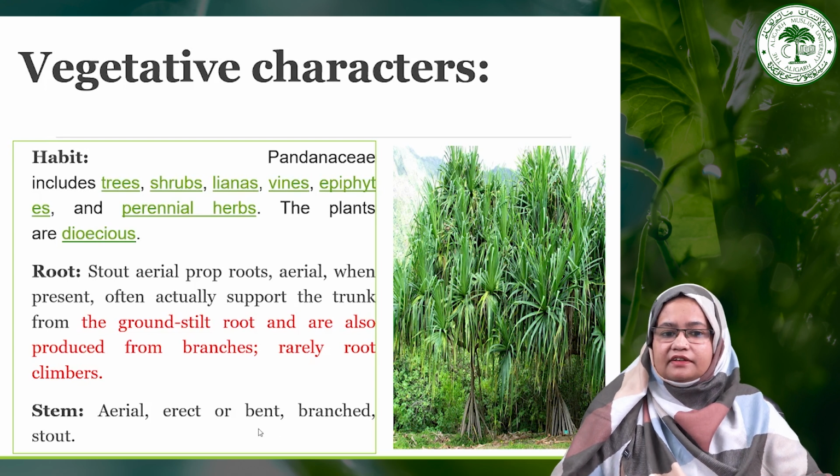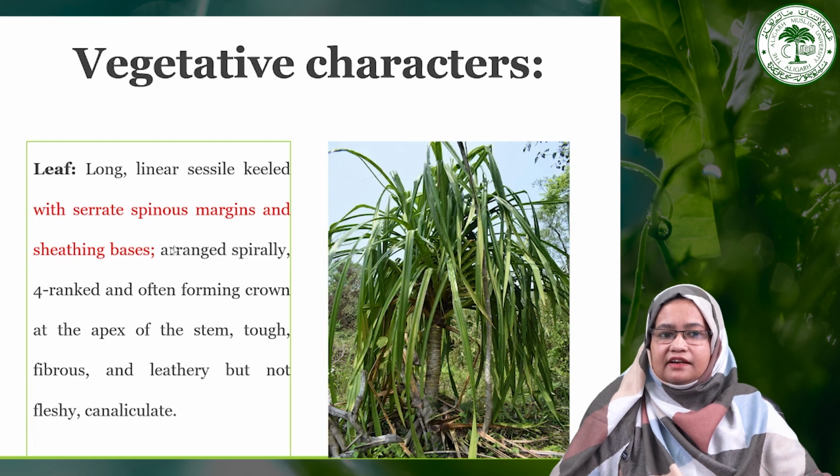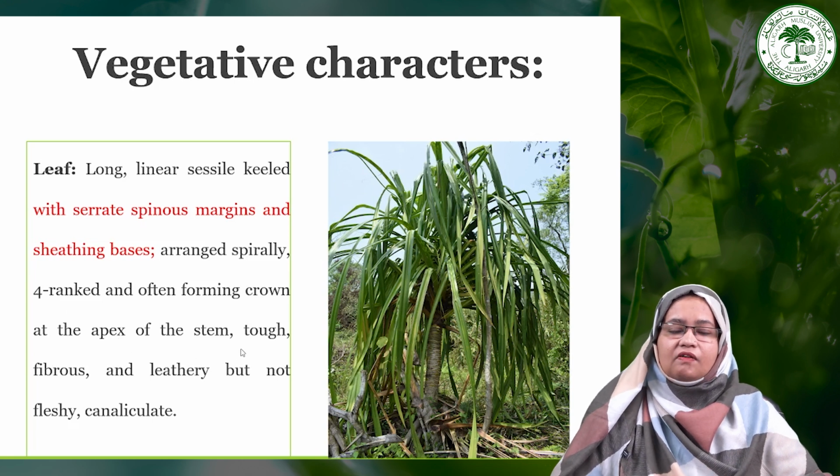The stem is aerial, erect or maybe bent, branched or stout. You can see this is the aerial stem, which is erect, or sometimes it may be bent or branched. Generally they are stout. If we see the next vegetative character, that is the leaf: leaves are long, linear, sessile, keeled, with serrate spinous margins and sheathing bases. As you can see in this image, they have sheathing bases. Generally they are arranged spirally, four-ranked, and often form a crown at the apex of the stem. They are quite tough, fibrous and leathery, but not fleshy.